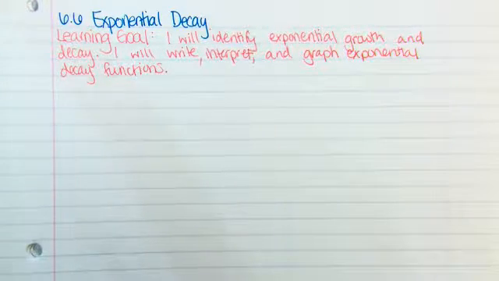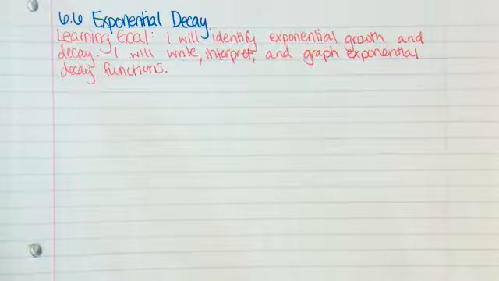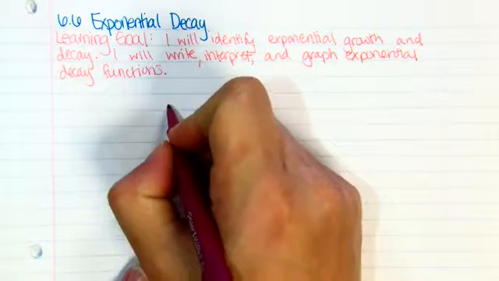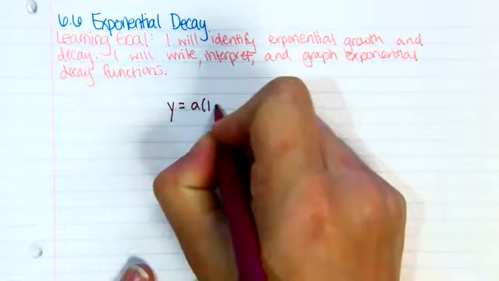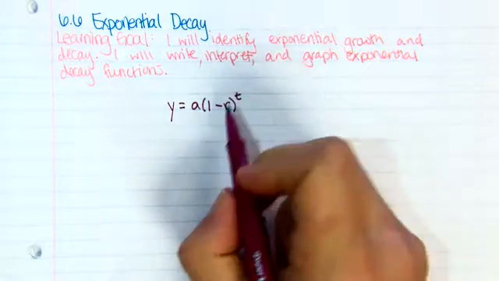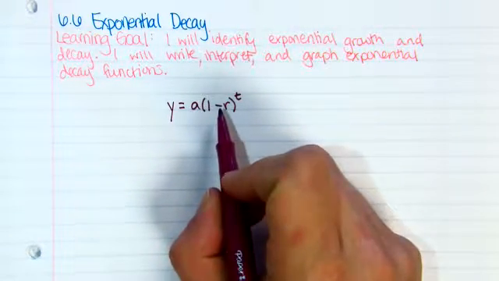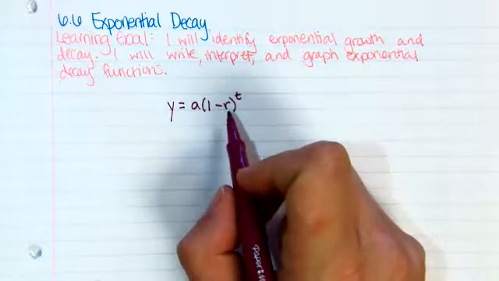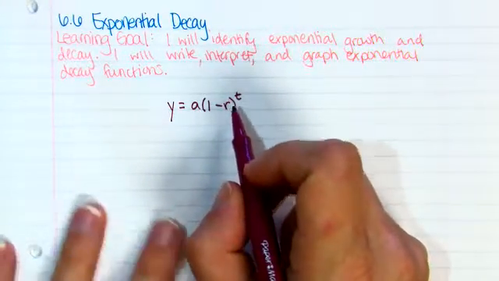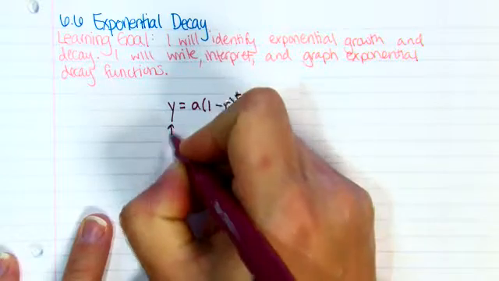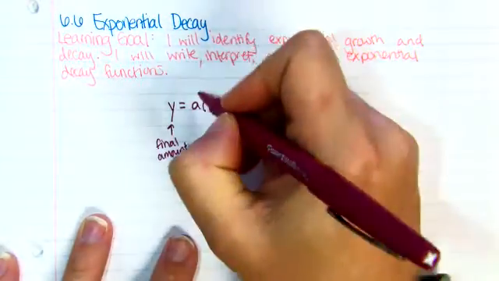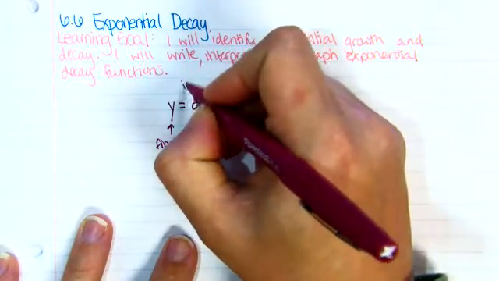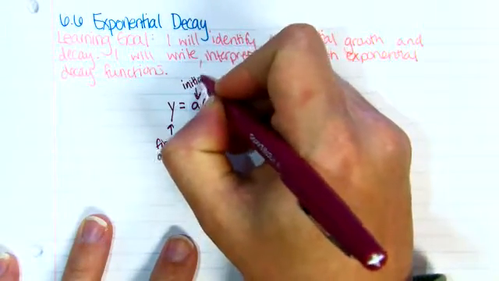Starting off, we need to look at what our basic exponential decay function looks like. It's going to be very similar to our exponential growth function, except that instead of adding the growth rate, we're going to subtract, because this is the rate of decay. And again, that's going to be in decimal form. So y is still your final amount. A is your initial amount, or, if it's a population, what you're starting with.